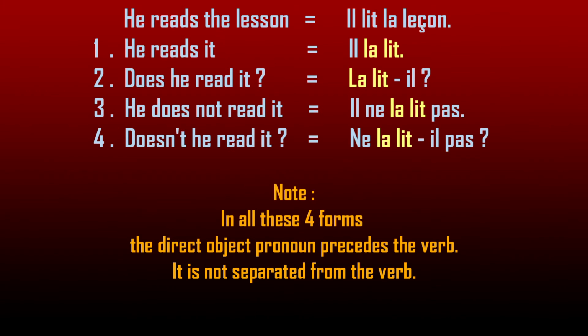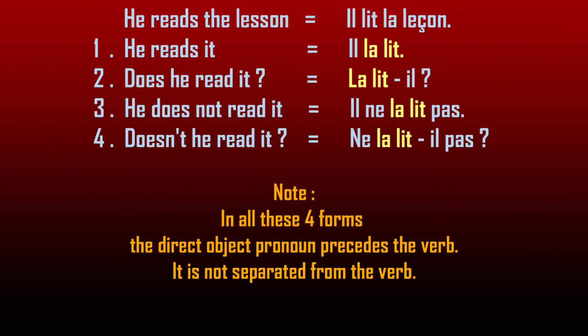Number 3, he does not read it. Negative form. You know how to make negative. After the subject, write ne. After the verb, write pas. Before the verb, la is written. He does not read it. Il ne la lit pas. He does not read it. Il ne la lit pas.